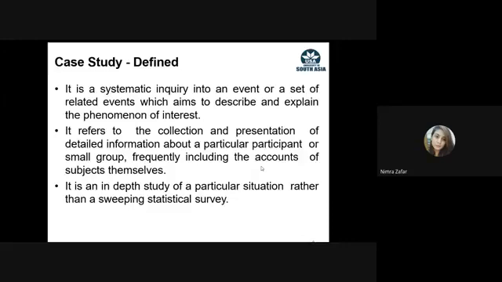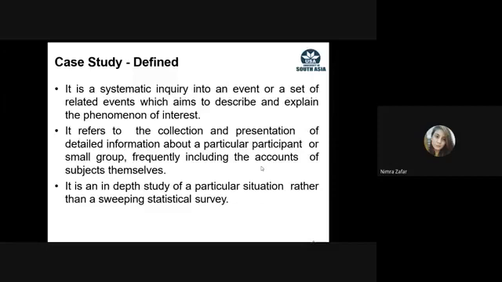Then we have a particular definition of case study. It is a systematic inquiry into an event or a set of related events which aims to describe and explain the phenomena of interest. So basically, we have to describe our phenomena of interest through case study. Case study is an inquiry into an event. We are making an inquiry into whether this happens or not. So we take a case and study it in detail. We study it through its relative events, and then we explain or describe our particular phenomena of interest.